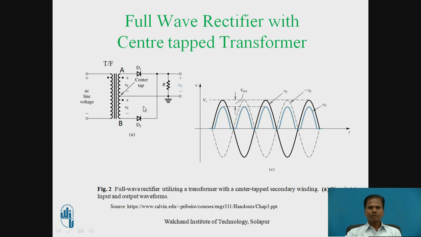So in both positive and negative half cycles of input AC voltage signal, the current flows in the same direction, in only one direction, through load resistor R. So it is a DC current, and the voltage developed across R is a DC voltage.